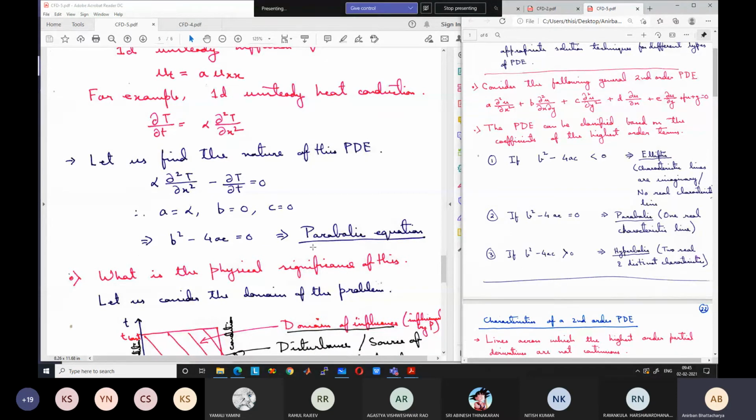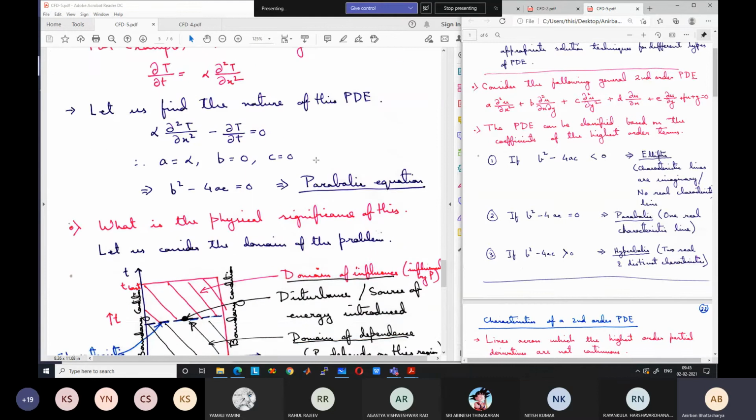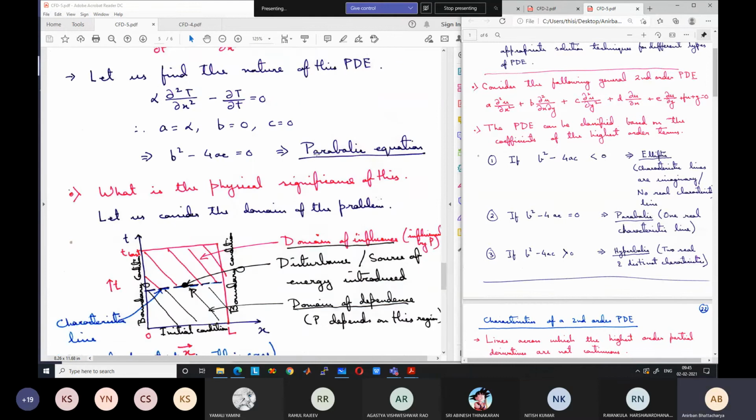Again, the same question arises in our mind: we have found that this 1D unsteady heat conduction equation is a parabolic equation. But so what? What is the significance of this? We can call it a parabolic equation, but what am I going to do with this nomenclature? How can I relate it to real life?